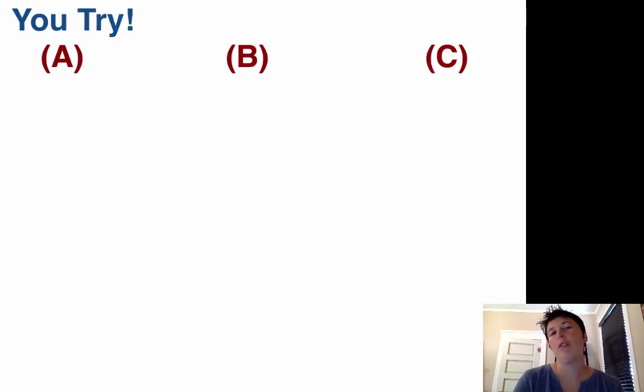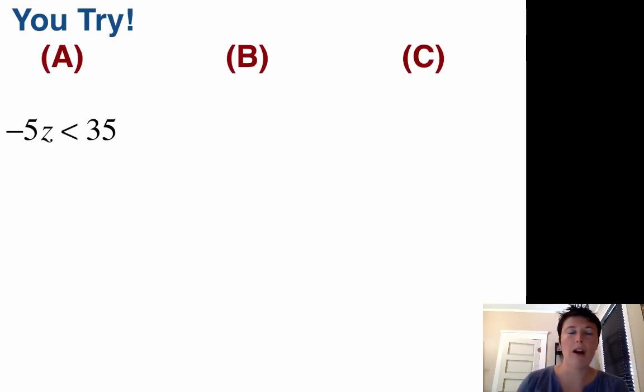I'm going to give you 3 questions, and some of them you might have to flip the sign, some of them you might not have to. You have to kind of figure that out yourself and graph the solution. So here is your first problem. Go ahead and pause the video, and when you're ready, we will check it. It is negative 5z is less than 35. All right, good luck.